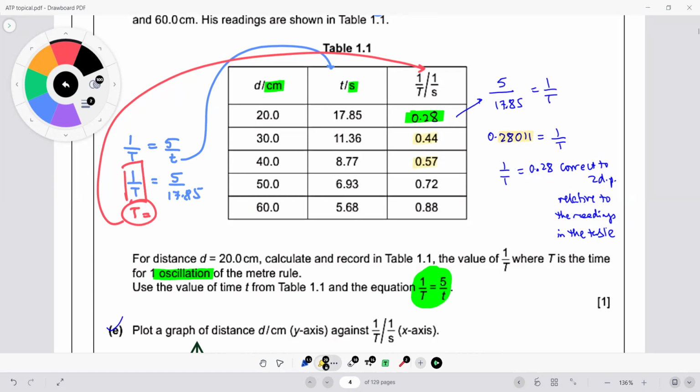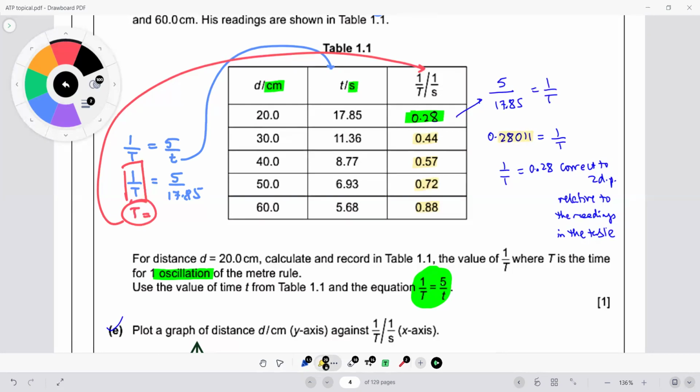look at the other values. If the other values are correct to 2 decimal places, you will also put down your answer as 2 decimal places. You're not going to go for 3 decimal places. So you're going to follow the rule. Why? Because these are repeated experiments that students do in the lab. Because you're not doing it in the lab, which means these experiments have already been repeated.